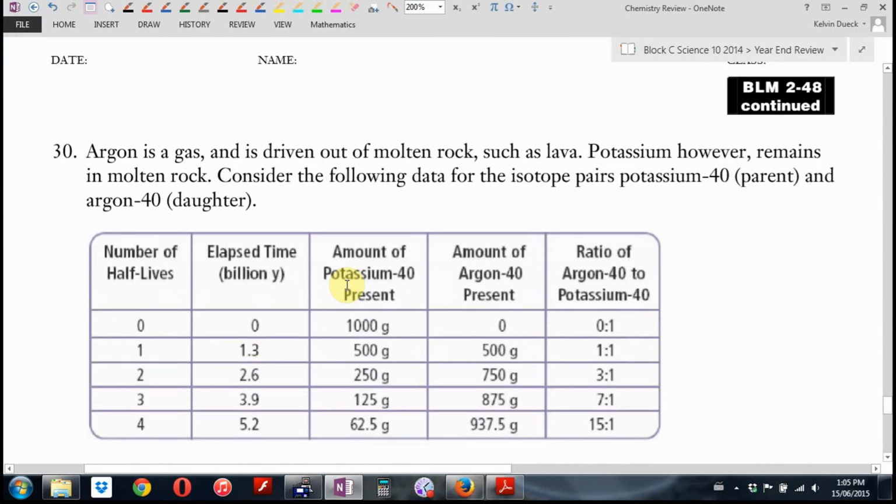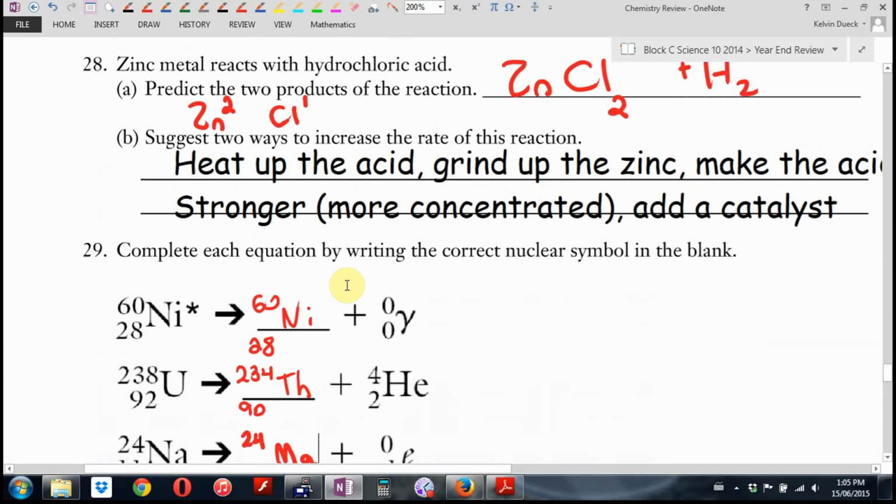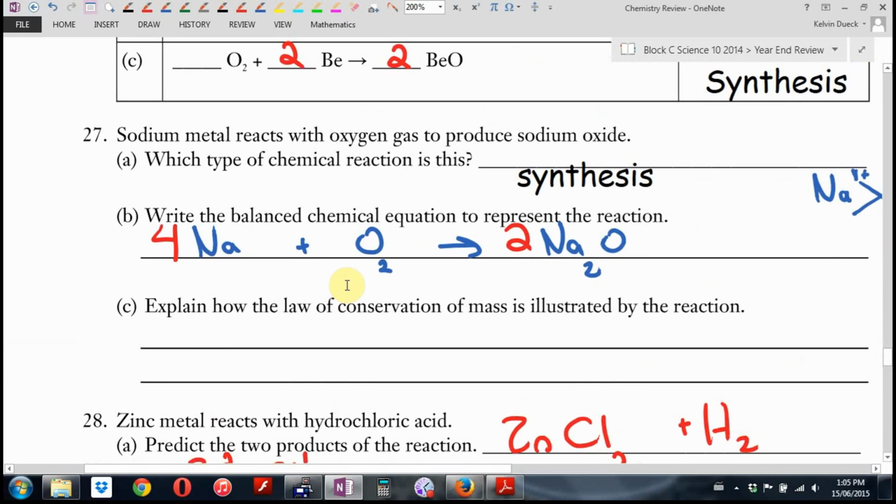Here's some half-life stuff. I skipped a question? No, I explained it to you verbally how the law of conservation of mass was illustrated. I went on a big rant about that. I didn't write it down. I figured you guys were.